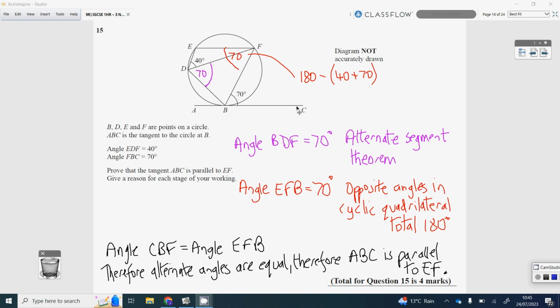Okay, that the angle going from C to B to F to E. So looking at that sort of Z shape there, going C, B, F, E, this angle here being equal to this, that must therefore be parallel. Okay, so angle CBF equals angle EFB. Alternate angles are equal.